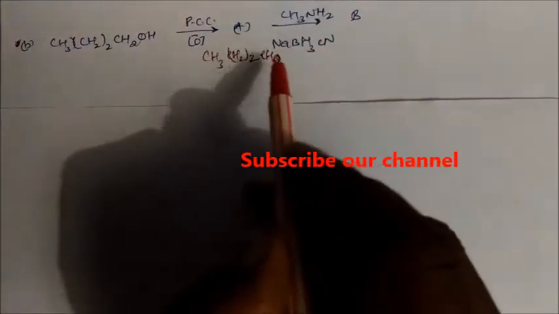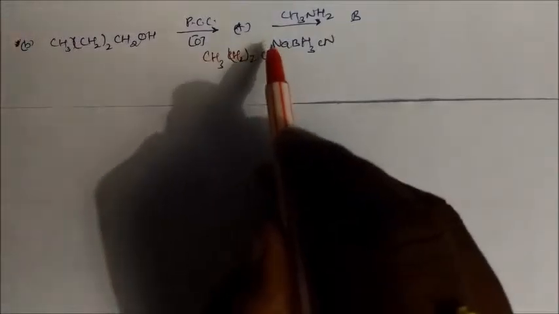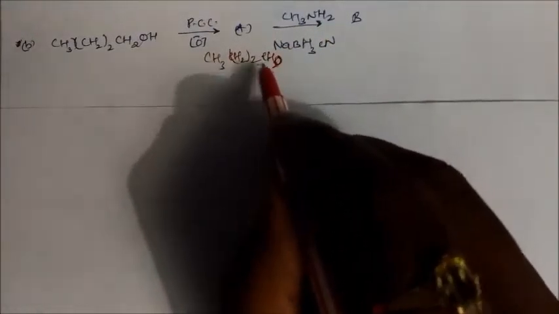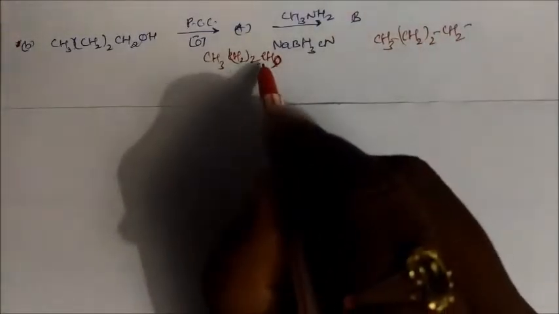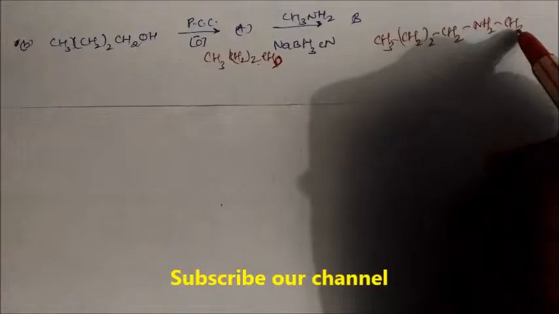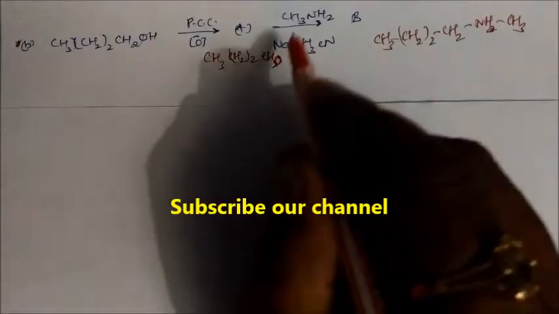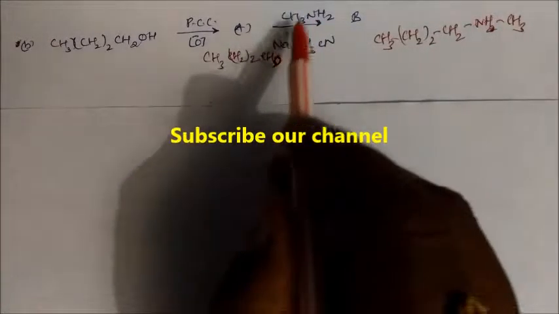And by using CH3NH2 with NaBH3CN, this will convert into a secondary amine. The CHO is there, so by using this reagent it will convert into a secondary amine. A nucleophilic addition reaction will take place at this carbon. We'll get CH3, then CH2 whole twice, and CH2. Again the nitrogen will attack on this carbon, so we'll get NH and this CH3. One hydrogen will be eliminated as water. So finally we'll get the secondary amine by using this reagent.